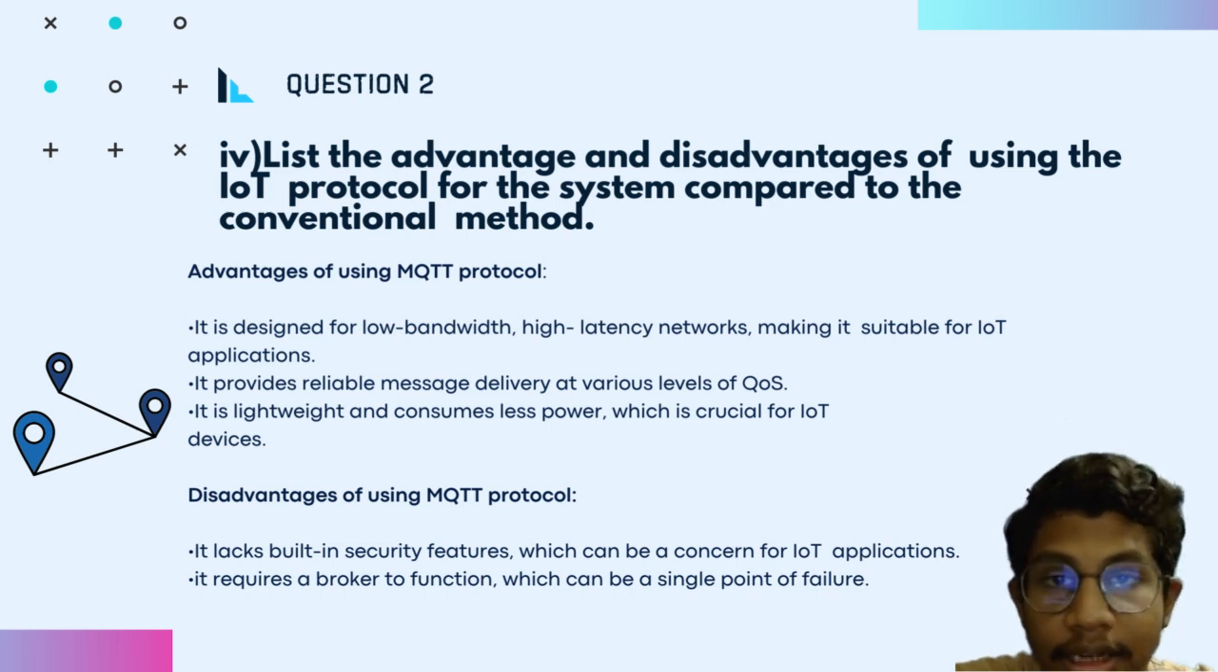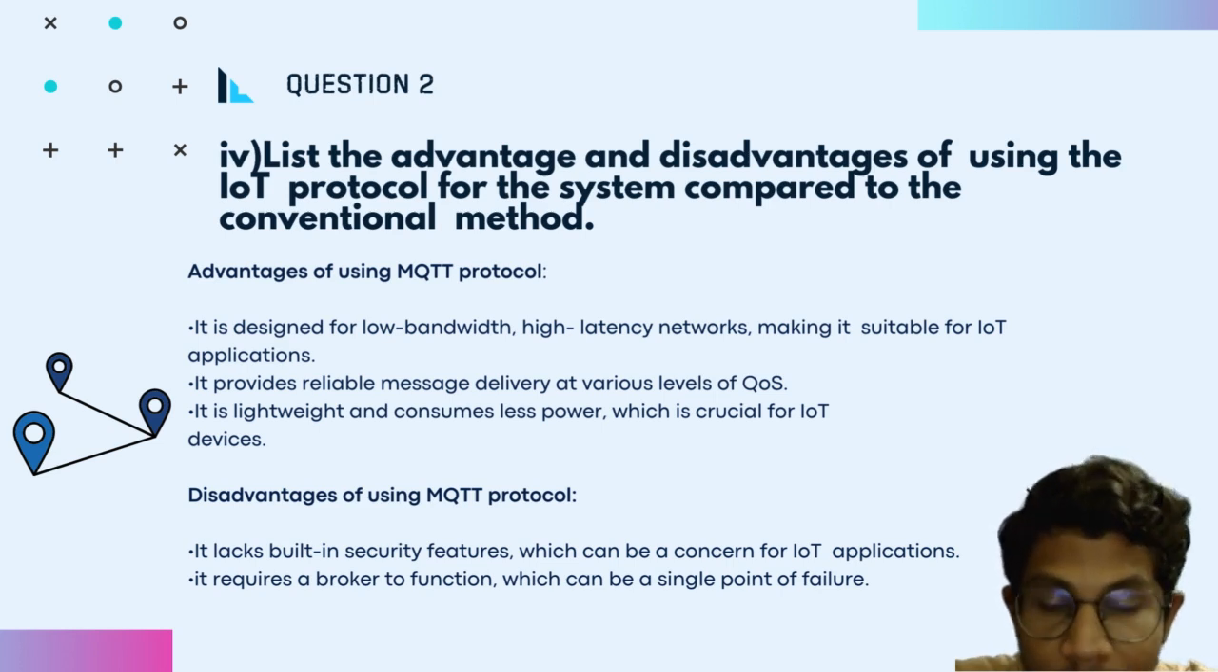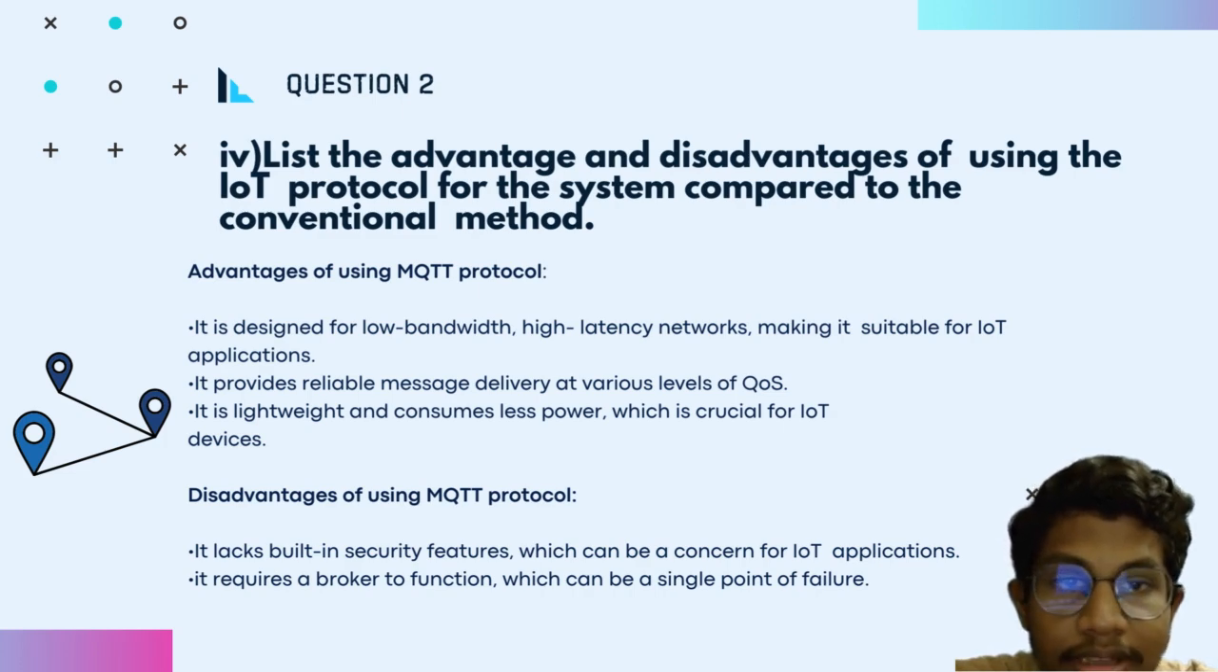There are three advantages of using MQTT protocol. The first advantage is it's designed for low bandwidth, high latency networks, making it suitable for IoT applications. The second advantage is it provides reliable message delivery at various levels of QoS. The third advantage is it is lightweight and consumes less power, which is crucial for IoT devices.